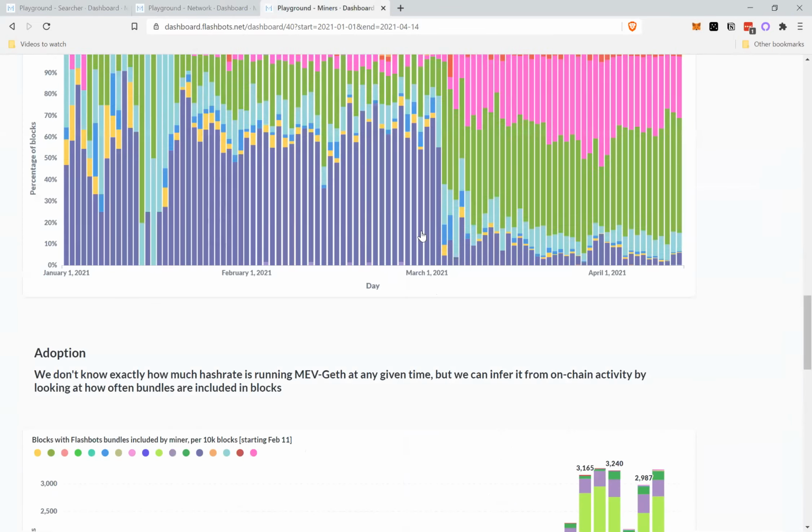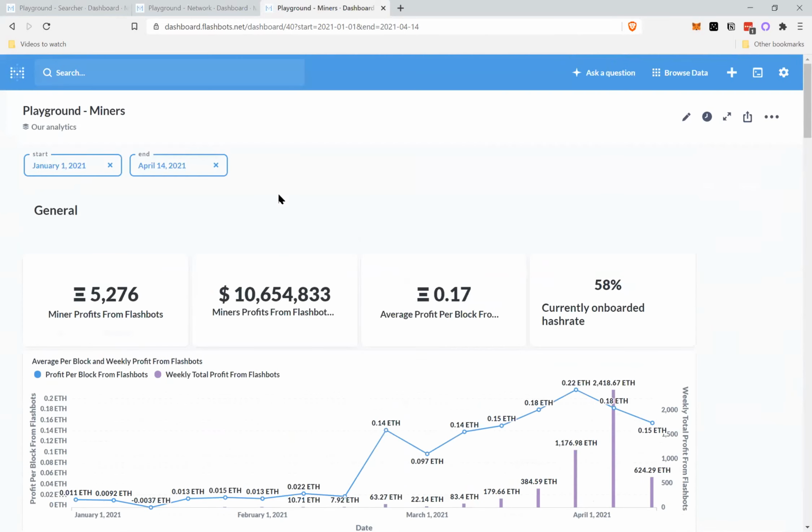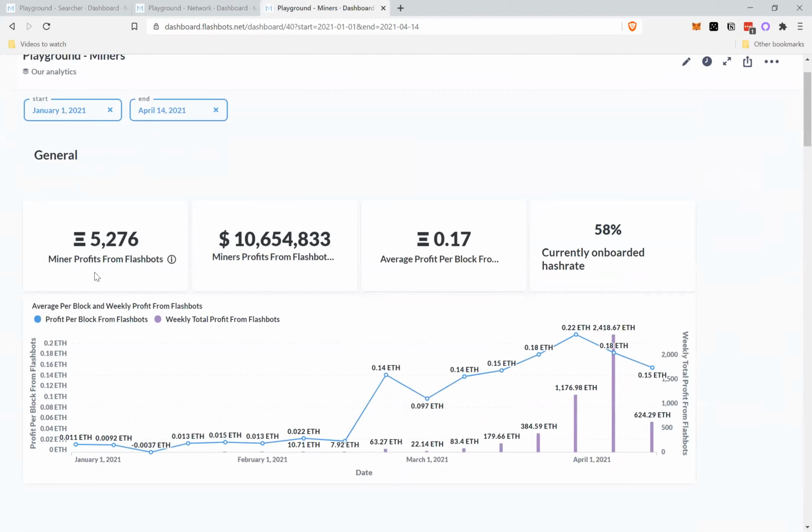So lastly, we have our miner dashboard. Again, super interesting. Like I said before, about 5,000 ETH has been paid to miners that are running MEV-Geth, and this number is their top line profit. So it subtracts the opportunity cost of transactions that they're displacing. And this is the same metric, except done in dollar values, and we're taking the value of ETH at the time that it was paid out instead of just multiplying this number by the value of ETH.